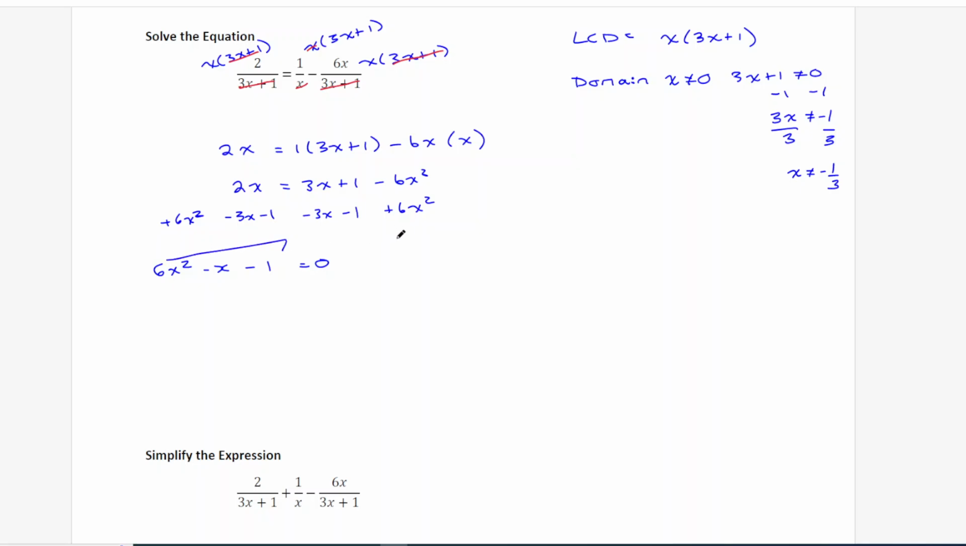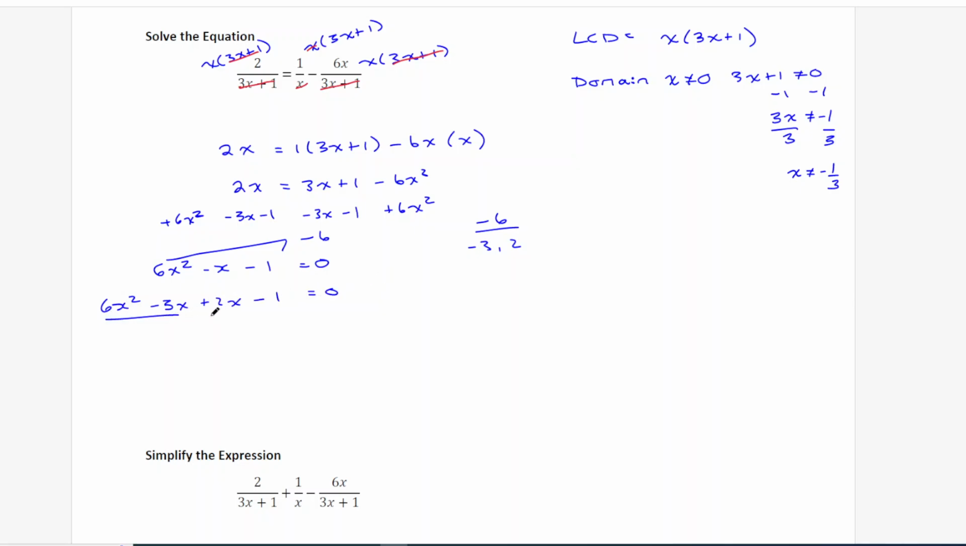Then this one, to add extra chaos into the mix, it's not a 1 in front, so I have to go like that, find my AC. So I'm looking for two numbers that multiply to give me negative 6 and add to give me negative 1, so it's negative 3 and 2. And I can't just go straight to the brackets. I have to do the whole thing, and we haven't done it in a while. So 6x squared minus 3x plus 2x minus 1 equals 0.